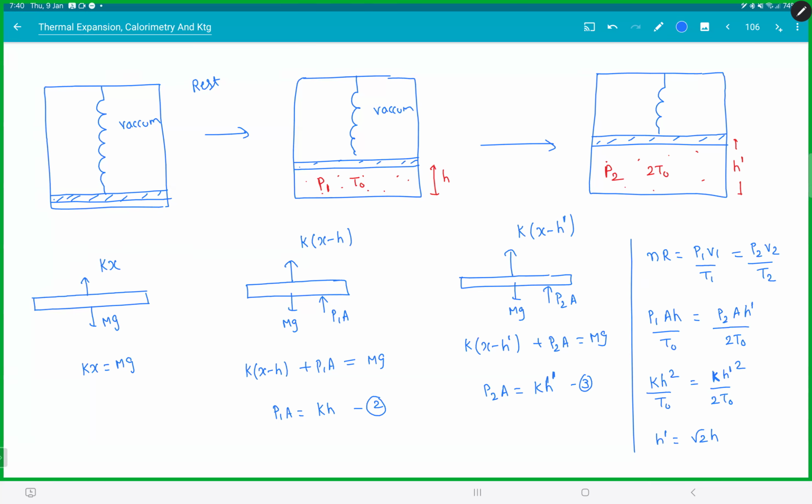Make sense? See where it went wrong. There, I did nothing. We just used the ideal gas equation. Number of moles are same. So P1V1 by T1 is P2V2 by T2. And we used equilibrium. Every time it goes up, the spring compression is decreasing. Elongation is decreasing.